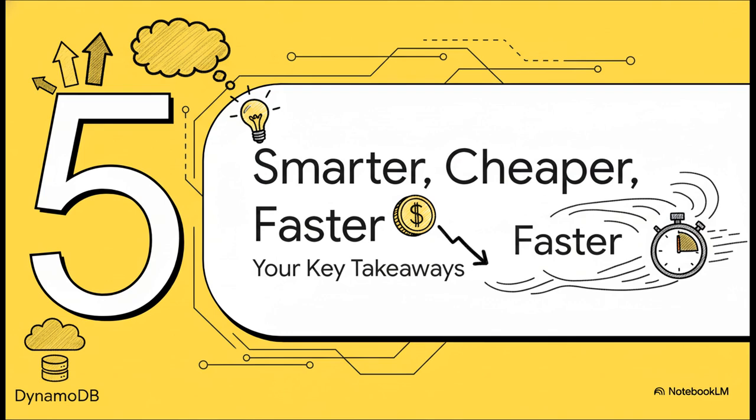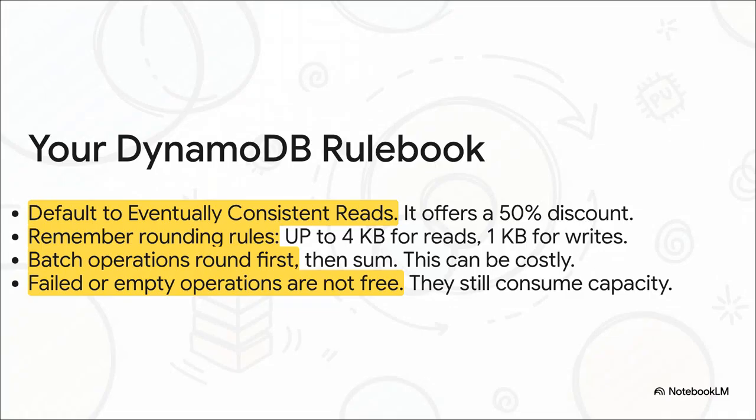Okay, deep breath. We have gone through a lot. So let's boil all of this down into our final section, the key takeaways that are going to help you use DynamoDB in a way that is smarter, cheaper, and a whole lot faster. Here they are, your 4 golden rules for DynamoDB. Rule number 1, always default to eventually consistent reads. That 50% discount is your biggest cost-saving lever.